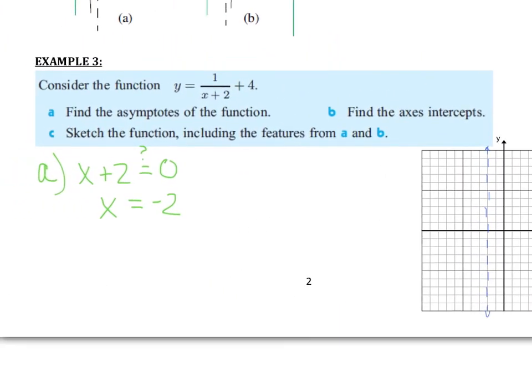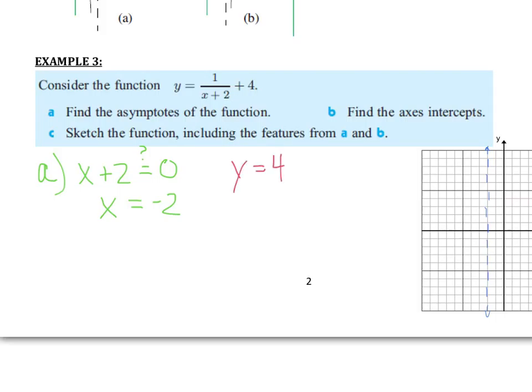The other asymptote is a horizontal asymptote. And in this format, just like in our exponential format, that is going to be the horizontal asymptote. Because as we get really, really large with this stuff, or really, really small with this stuff, this is going to be the only thing that remains. So my horizontal asymptote is simply going to be y is equal to 4.